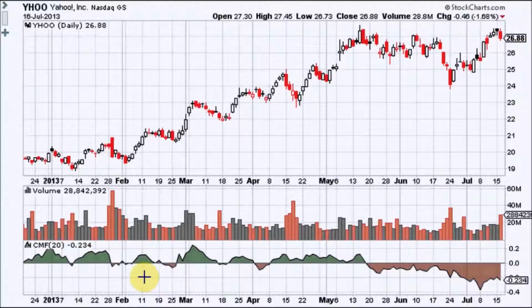Okay, important things to look for on the Chaikin Money Flow. The zero line is very important. Buying pressure is evident when it's above zero. Selling pressure is evident when it's below zero.